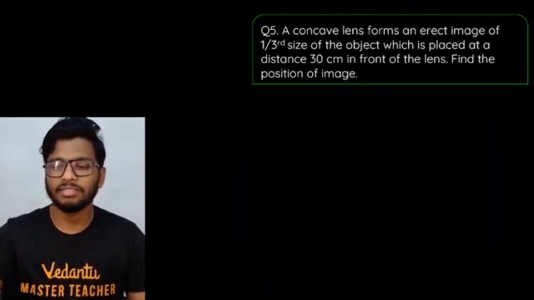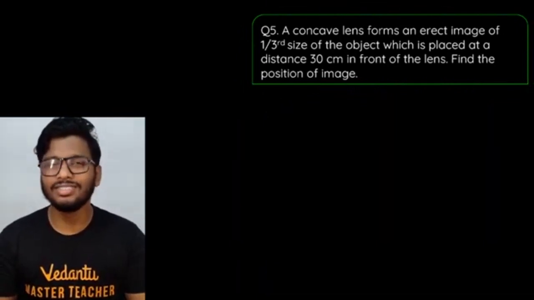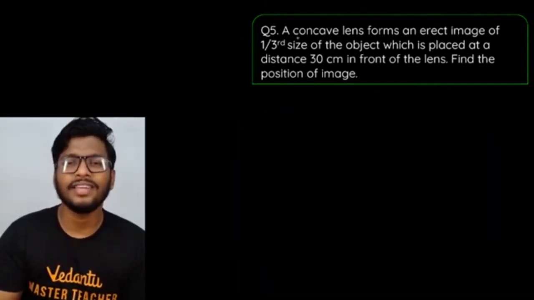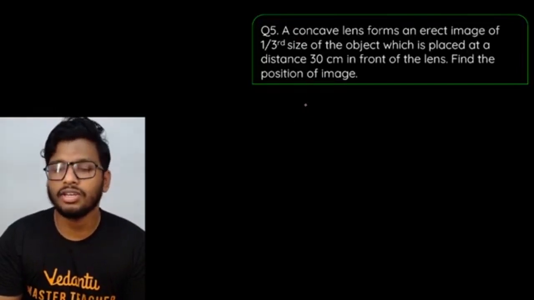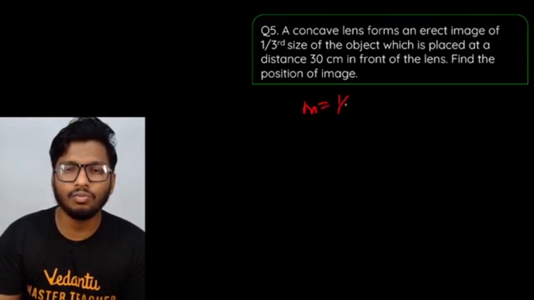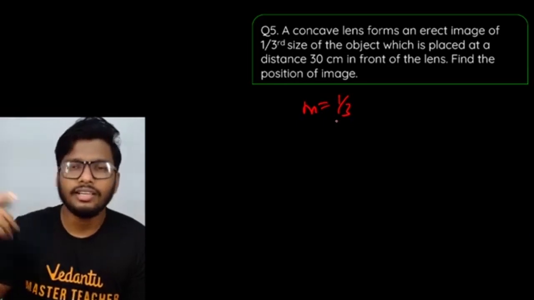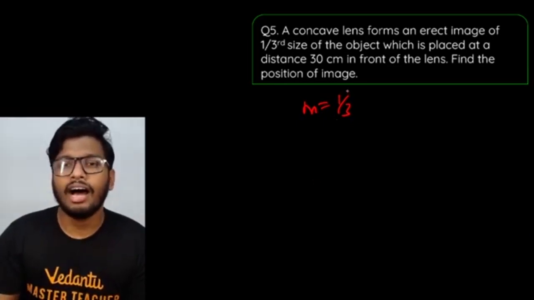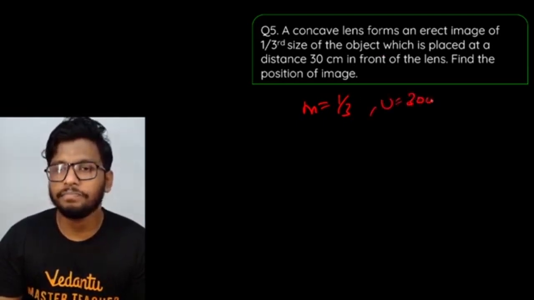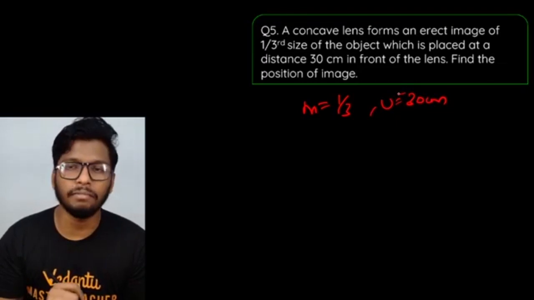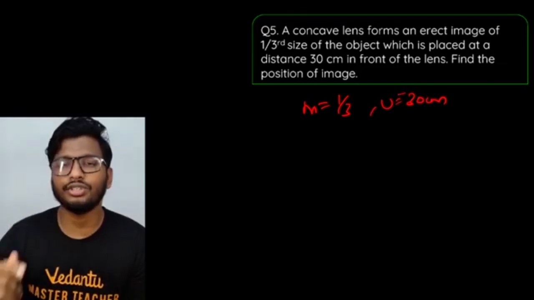You must be wondering, sir, ये क्या दिखा दिया? How is this? Alright, now first of all guys, the concave lens forms an erect image of 1/3 size of the object. So magnification is given as 1/3. Now the object is placed at a distance of 30 centimeters, minus 30. Remember that. Find the position of the image.